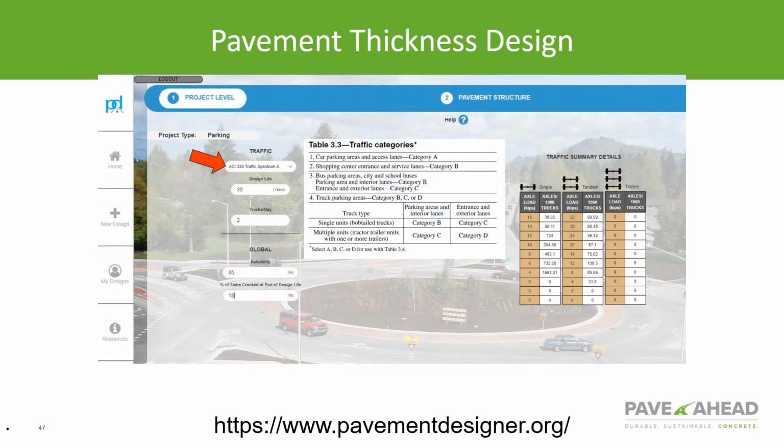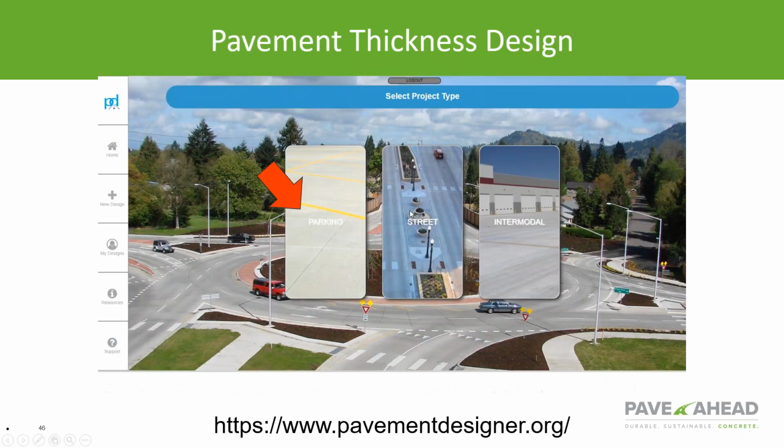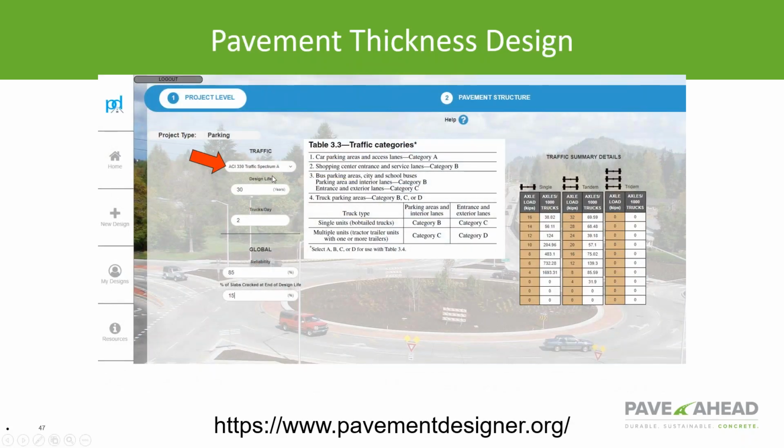So we go to the first page of the parking lot module. Going back real quick, this is just a small parking lot for cars. So that would fit under traffic spectrum A, which from ACI 330, is car parking areas and access lanes. We're going to do a 30-year design life. I put 2 trucks per day. There's really not going to be any, but you might get a UPS truck that might turn around in there, possibly. So I threw that in. So that's the first page of our pavement design. If you're not familiar with this program, we do offer a webinar on this, which I will touch on later on, that'll go into detail on how to use it.